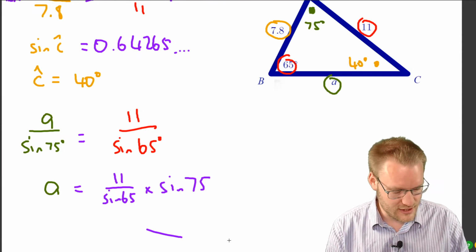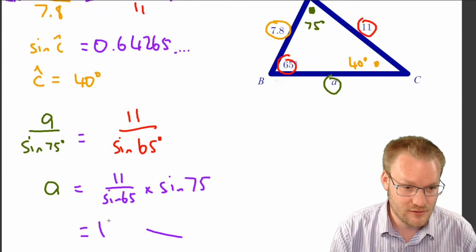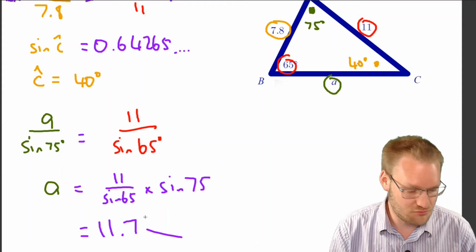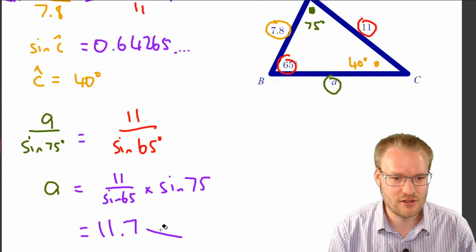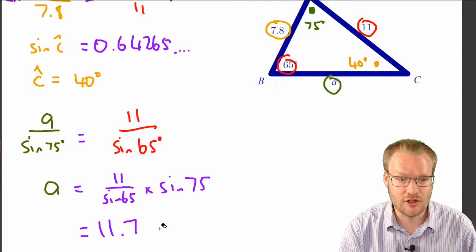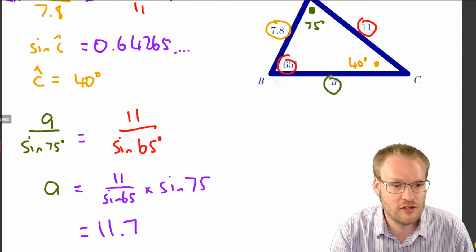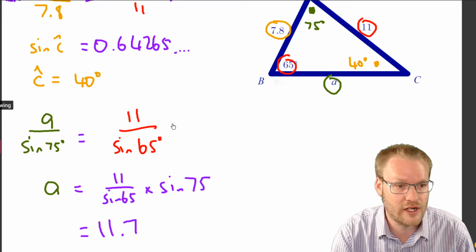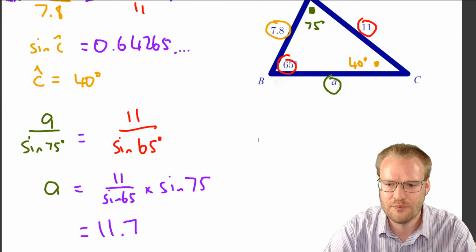Punch that into your calculator and we get 11.72. I'm not sure how many decimal places we want it. Okay, so there we go. Units, centimeters. I've just left everything as units. So we've solved our triangle. We found everything there is to find out about it. Cool, let's do one more example.